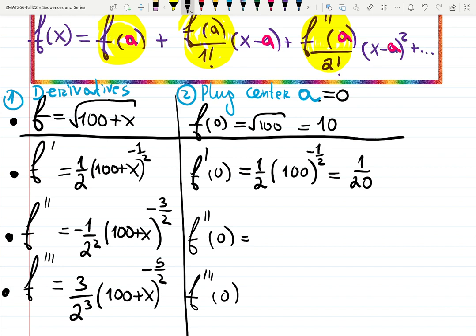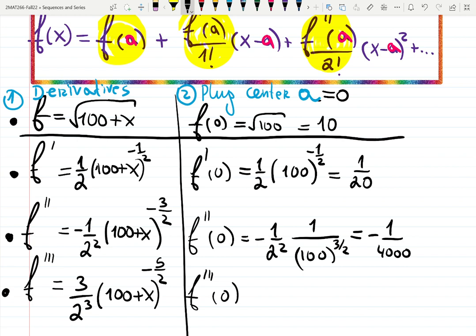Next one, let me speed up. Minus 1 over 2 squared, which is 4. And then there is like 1 over 100 raised with 3/2. That's how I see it. Then you can calculate it. But again, you don't have to. That is not as important as the whole idea behind this.